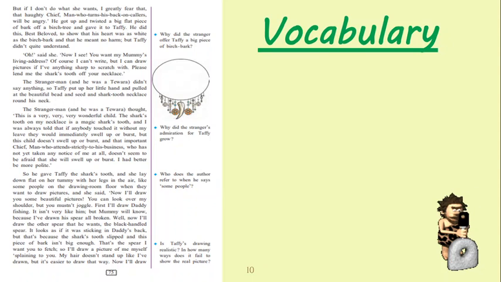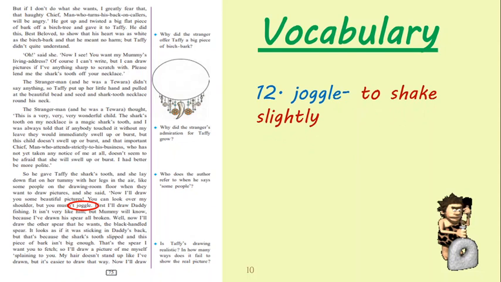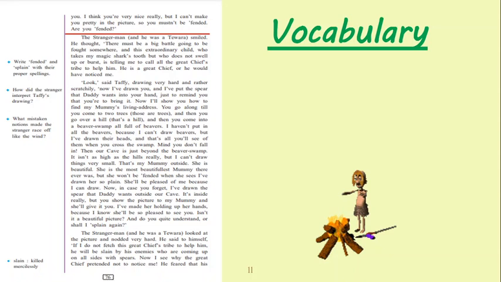Students, look for a word that means to shake slightly. Yes, you're right. The word joggle means to shake slightly. And students, while she was drawing, she was explaining what she was drawing. So the correct spelling of splaining is explaining. What did Taffy tell the stranger man when she couldn't make him pretty? Yes, she told him that he is really nice, but she can't make him pretty in the picture and so he must not get offended. So, the correct spelling of offended is offended.